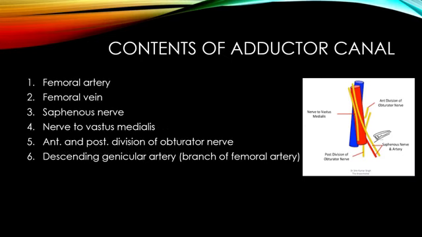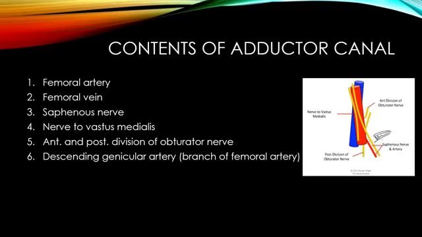We have the femoral artery and femoral vein, which are basically a continuation from the femoral triangle into the adductor canal. The adductor canal's main function is providing a passage for the femoral vessels to move from the femoral triangle to the popliteal fossa. So the femoral artery and the femoral vein are a continuation from the femoral triangle.